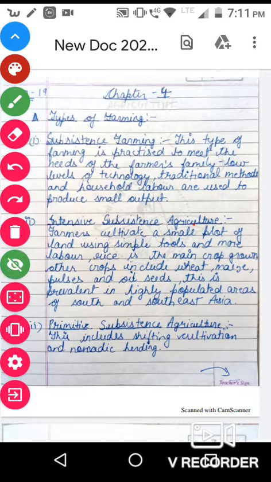So what we are going to do is, first, this type of farming is practiced to meet the needs of the farmer's family. This is going to be our first point. Second can be the low level of technology: traditional methods and household labor are used to produce a small output. Then you can also say there are some further subtypes, such as intensive subsistence farming and primitive. You can also include those.